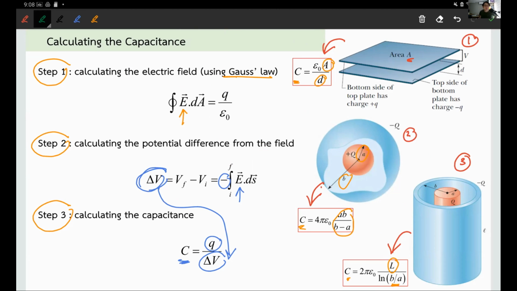Okay, sounds good? Sounds good, Min. We're just going to pause the capacitance calculation here. All right, I don't want to dig too deep into this. I just want to show you.